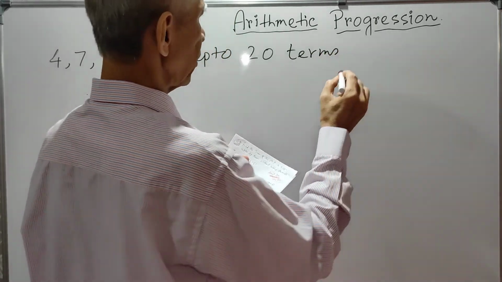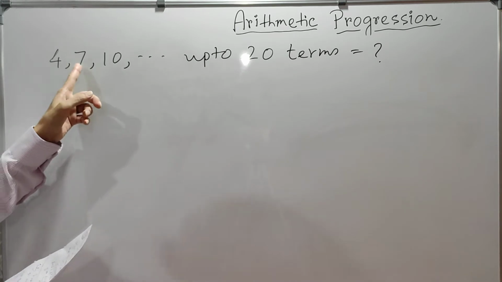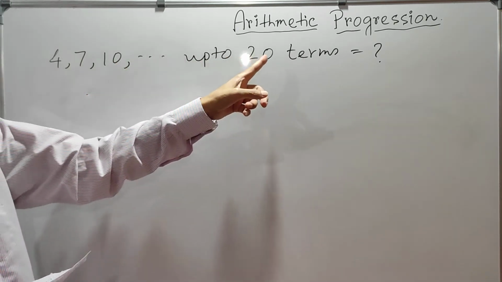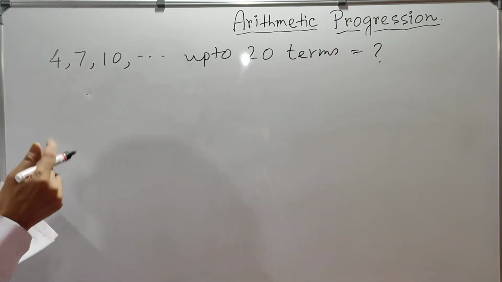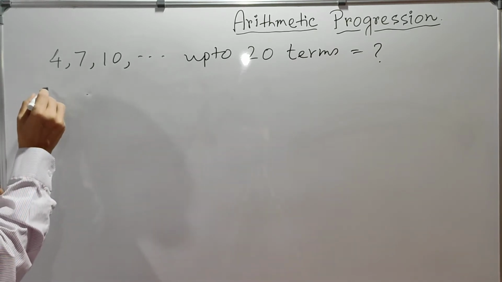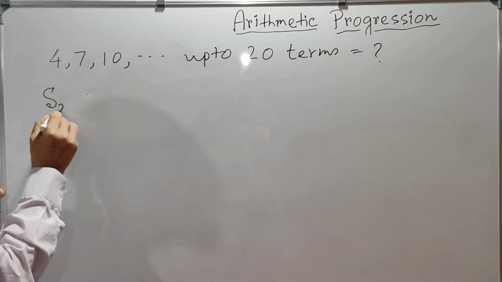So you have to find out the sum up to 20 terms of this AP. First term, second term, third term, fourth term, that way up to 20 terms. You have to find the sum without using formula. All right. Now this is the method. Suppose the sum is S. So let us find out the sum of 20 terms.